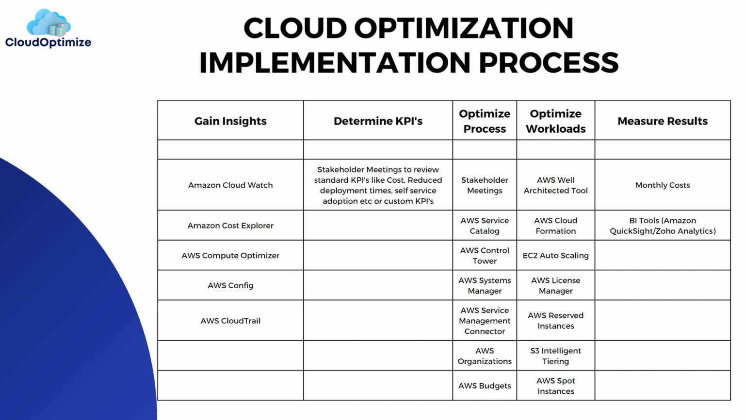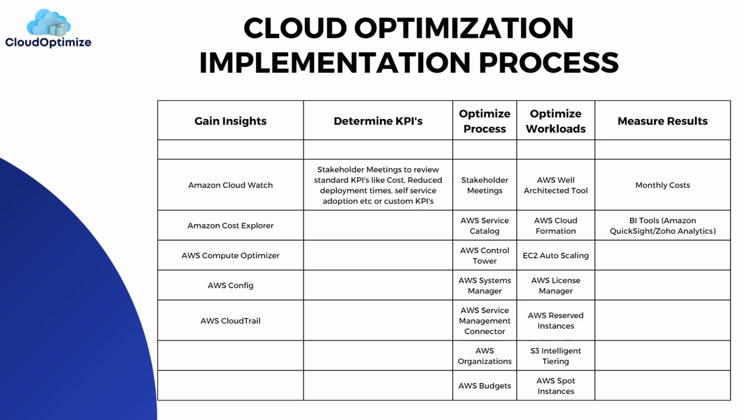Step number 2 in the framework is really to determine the KPIs. That happens with stakeholder meetings to review the standard KPIs like cost, reduced deployment time, self-service adoption, etc. Or if you have a very specific result that you want to achieve, we are going to discuss that, determine what success looks like, and determine the KPIs that we are going to aim for. That is what happens during the second step. The third one is optimize process.